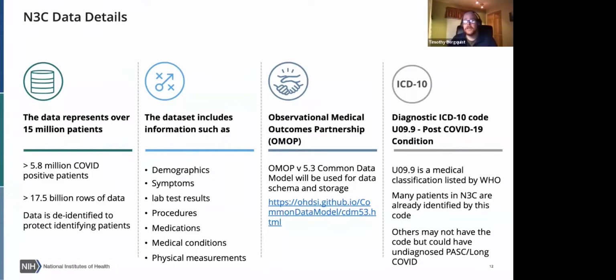For this challenge, we are using the ICD-10 code U09.9 to identify patients who have been officially diagnosed with PASC, or long COVID. This ICD-10 code is also known as post-COVID-19 condition. One thing to consider as you build your model over the next few months is that not all patients who have long COVID have been diagnosed, but they could be available in this data set. The U09.9 is given to patients who have been officially diagnosed by a medical professional, and so there may be many patients in the N3C data set that have not been officially diagnosed, but do have long COVID. So make sure you keep this in mind as you're building your models.